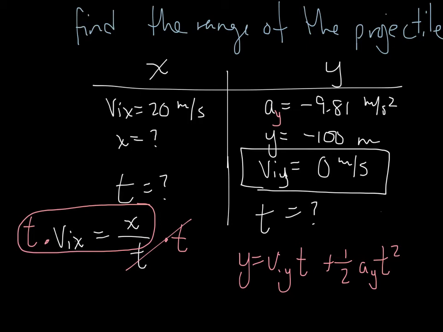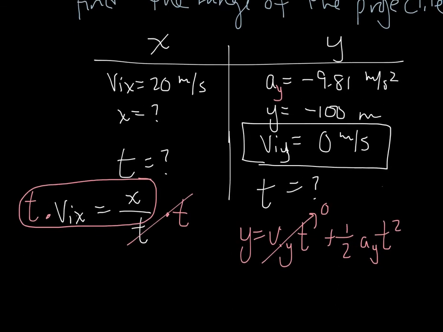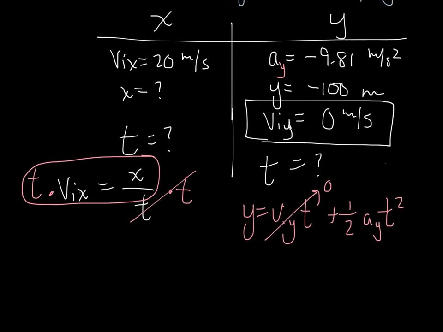Now, I know VIY is 0, so this piece drops off, which makes this problem a lot easier. If it didn't drop off and you were solving for time, you would have to use the quadratic formula, because t would be in 2 spots, but it's not in this case.